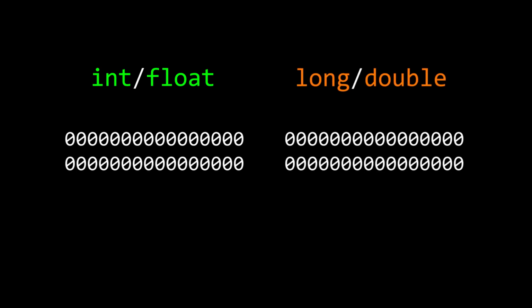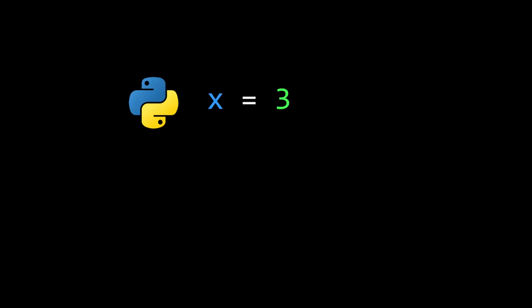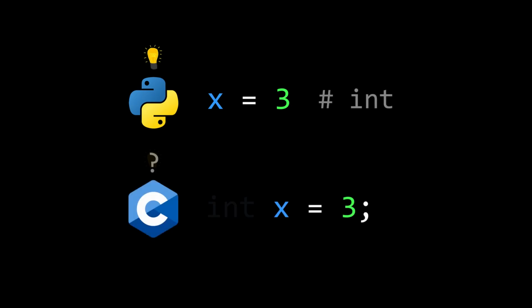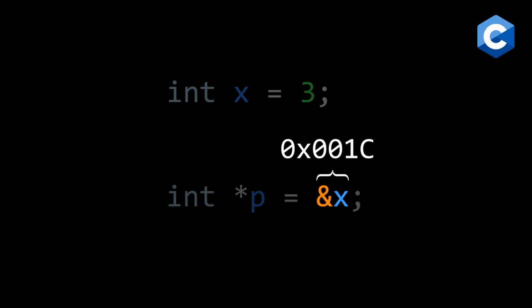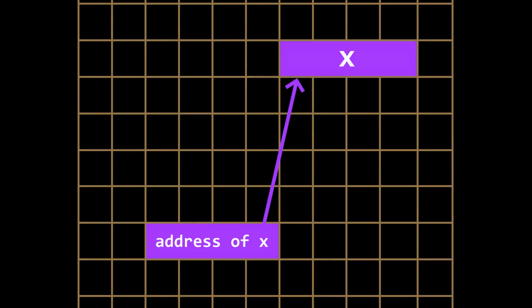If these are not enough, long and double use twice the amount of memory to double the range of ints and floats. Some languages like Python automatically figure out which type a variable is, but in a language like C, you have to explicitly declare the type of a variable. The value of a variable is stored at some address in memory. Pointers are variables whose value is the memory address of another variable, which is denoted by this ampersand. So really, a pointer is just some chunk of memory pointing to another chunk of memory.